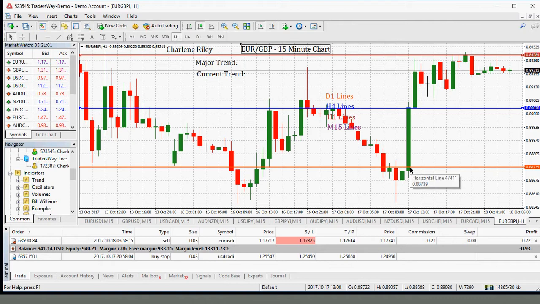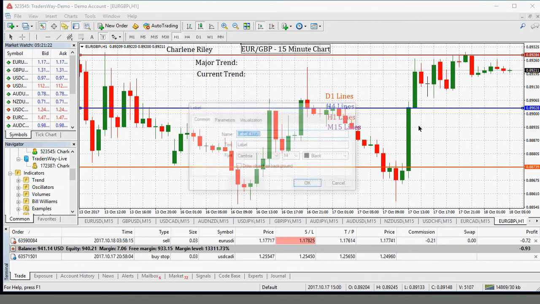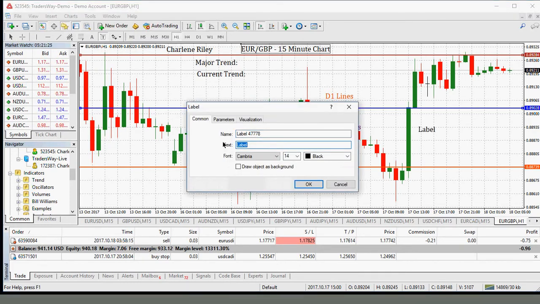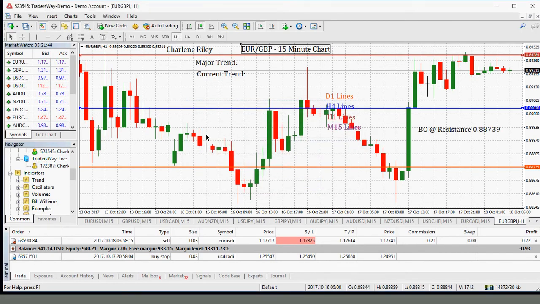And then on the next candlestick, you have this breakthrough of resistance. So as soon as this candle breaks through, you would enter into a buy because it's going up. And I would say, breakout at resistance 0.883739.